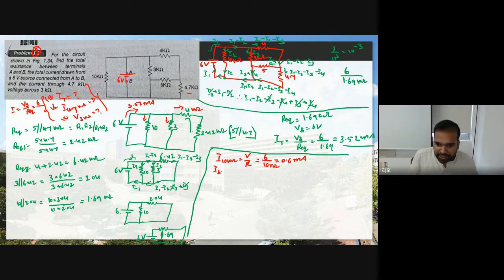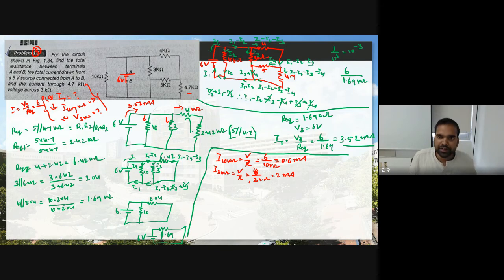Current flowing at the 3 kilo ohm equals V by R. What is the voltage? Because this 3 kilo ohm is connected parallel to the 6 volts, therefore 6 by 3 kilo ohm. 3 ones are 3, 3 twos are 6, therefore 2 milliampere. Yes or no? Yes. Now see here, this is 6.42, yes or no?